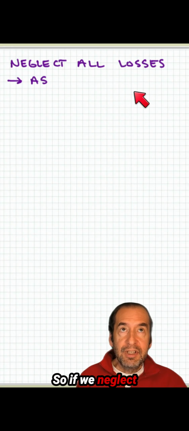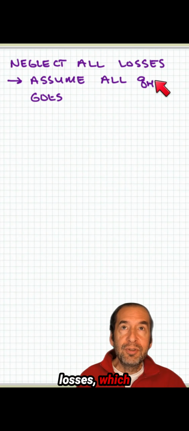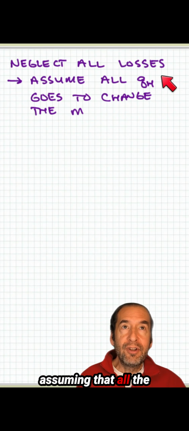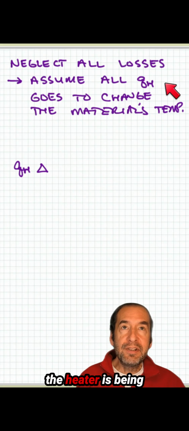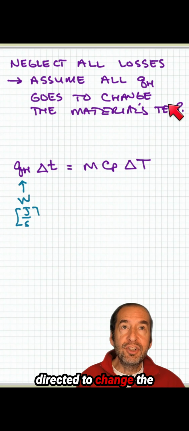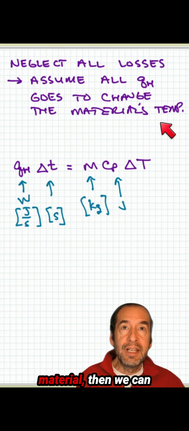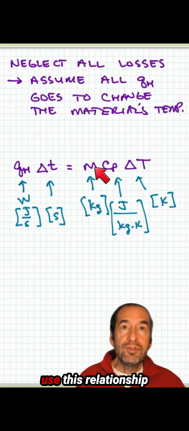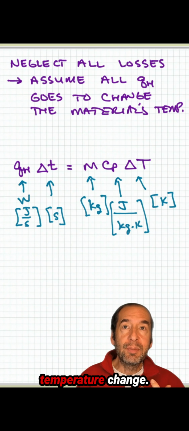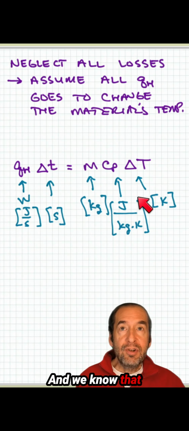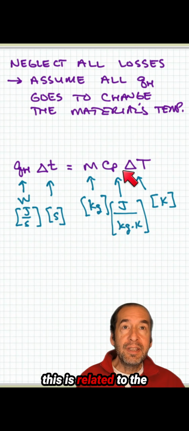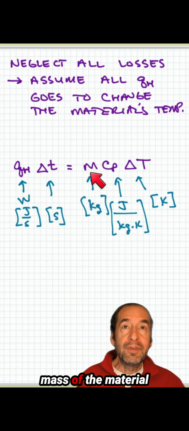So if we neglect losses, which basically says we're assuming that all the energy supplied by the heater is being directed to change the temperature of the material, then we can use this relationship to relate the energy input as a function of the material's temperature change. And we know that this is related to the mass of the material and its specific heat.